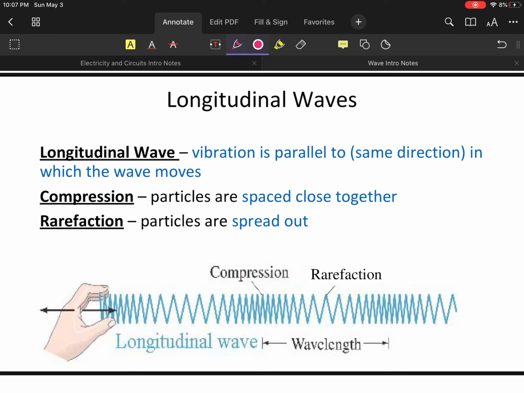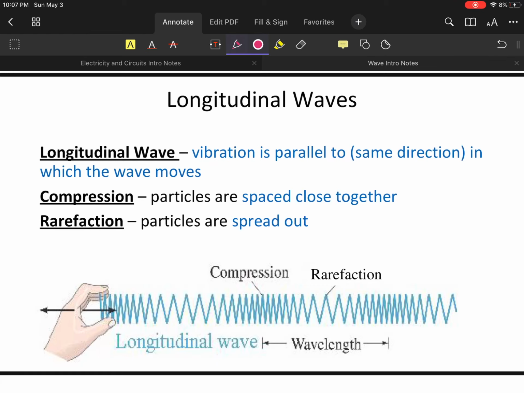The first is longitudinal. Okay, so if you've ever had a slinky, you've noticed how sometimes you can squeeze one end of the slinky, and if you let it go, you'll see how the bits of the slinky go back and forth, right, from one end to the other. That's actually a longitudinal wave.